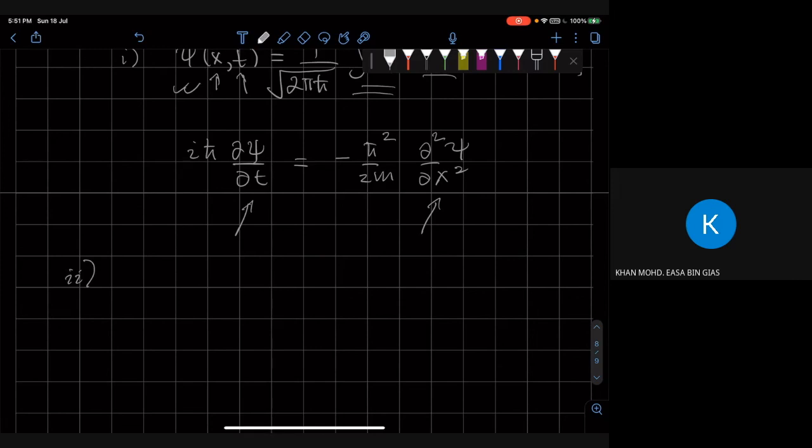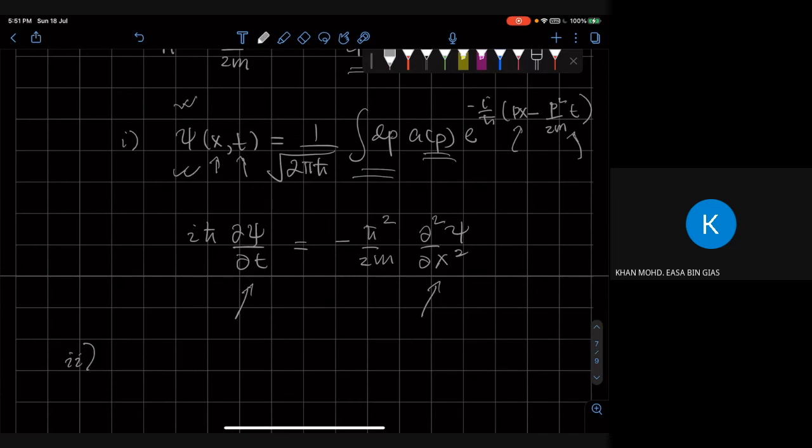Read the questions carefully because the question is just going to guide you to the answer. Okay, and the second one is basically you have to apply the fact that if you know this is a Fourier transform of something, right? It's a Fourier integral. It's a Fourier transform of A of p.